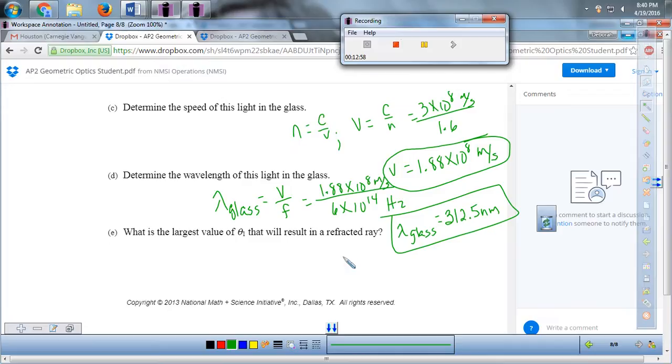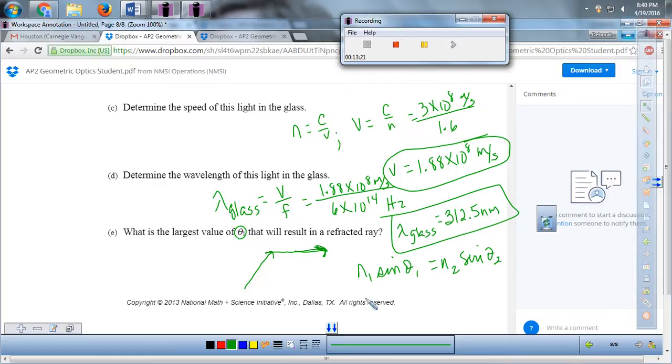And then they wanted to know what is the largest value of theta 1 that will result in a refracted ray. So they're asking you about the critical angle. They want you to send it up like that and then have it refract along the boundary between the two. So if you remember what we did with that one, we said N1 sine theta 1 equals N2 sine theta 2.